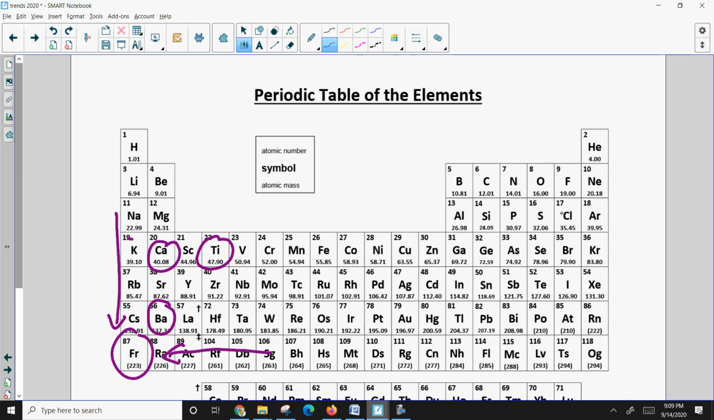How about over here in this corner? I might ask you to compare the reactivity of nitrogen and fluorine. Remember, as you go across, you get more reactive, so fluorine is going to be more reactive than nitrogen. Or I could compare oxygen and selenium. As you go towards fluorine, you get more reactive, so selenium is going to be less reactive than oxygen.